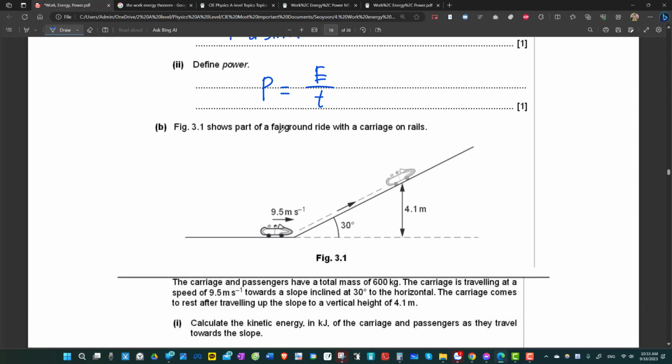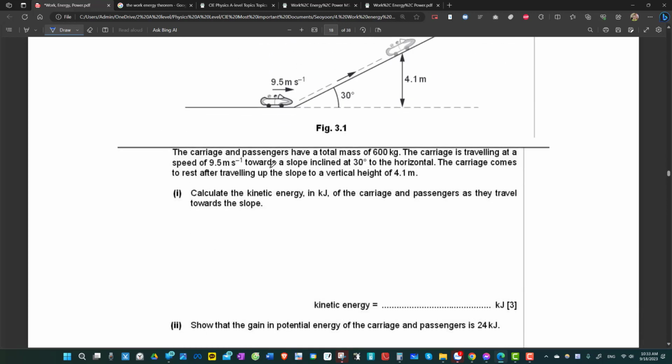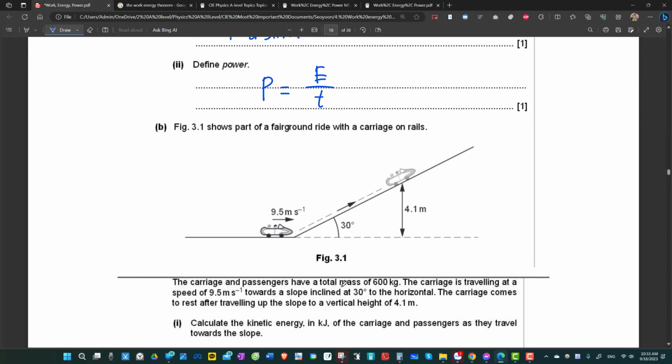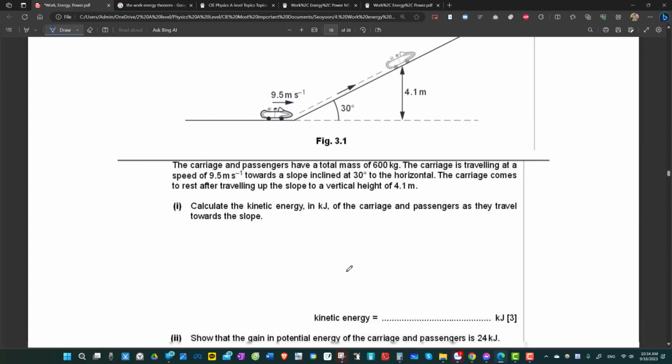So, the part of the fairground ride: the carriage on the rail, the carriage and the passengers have the total mass 600 kilograms. The carriage is traveling at a speed of 9.5 meters per second towards the slope inclined 30 degrees to the horizontal. The carriage comes to rest after traveling up the slope to the vertical height 4.1 meters. Calculate the kinetic energy of the carriage and the passenger as they travel toward the slope, meaning the initial kinetic energy. That is a very simple question.